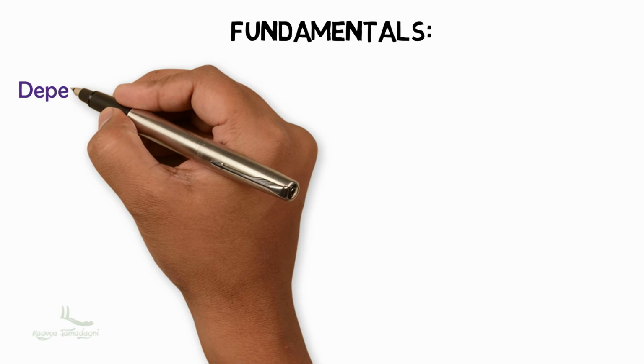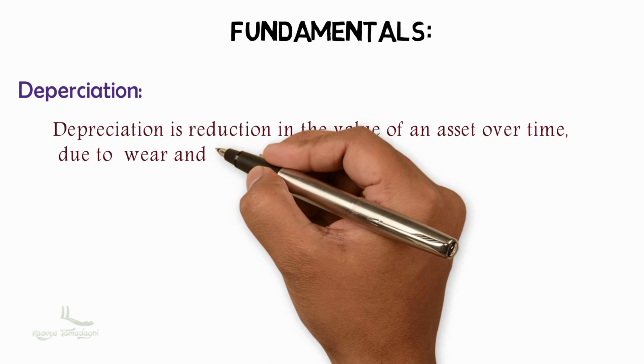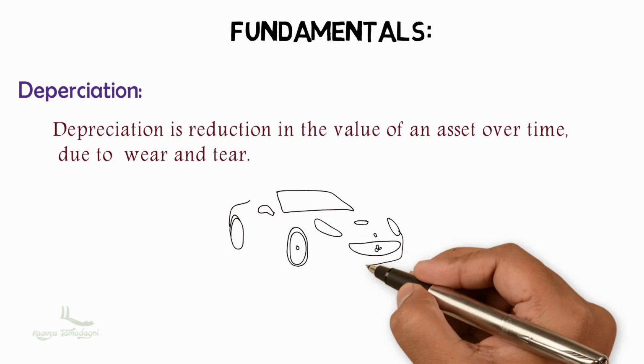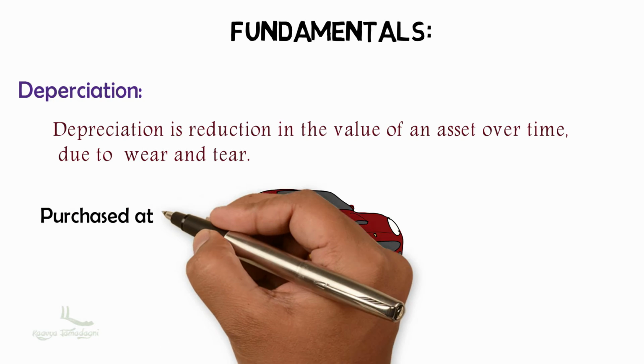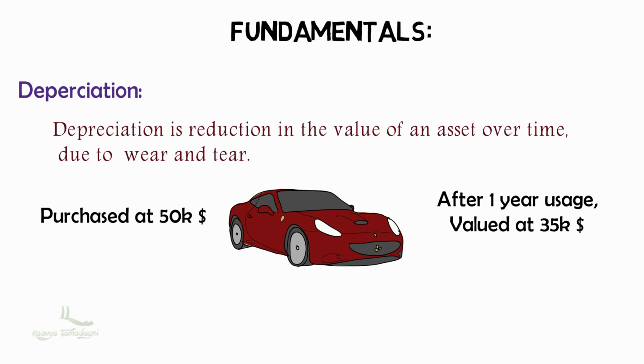Next is the definition of depreciation. Depreciation is the reduction in the value of an asset over time due to wear and tear. To give you an example, let's say you purchase a car for 50,000 USD and after a year when you plan to sell the same car, the value of the car has been reduced because it has been used for a year. This reduction in value is known as depreciation.